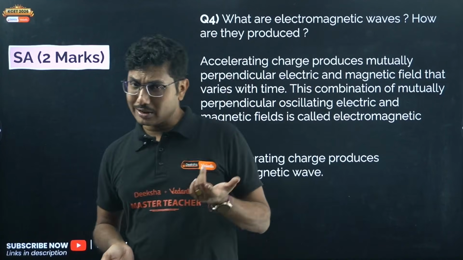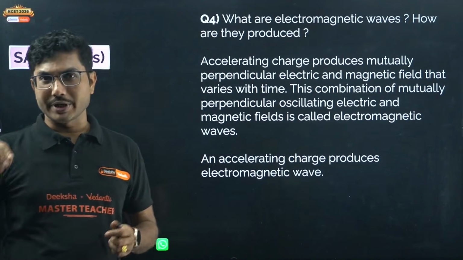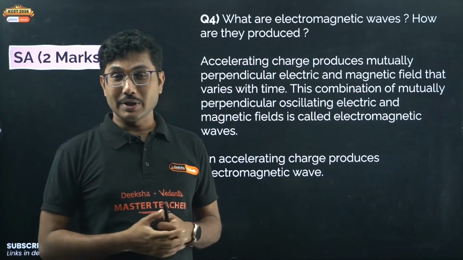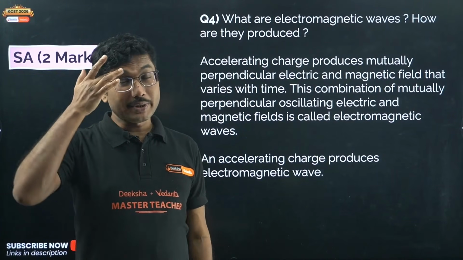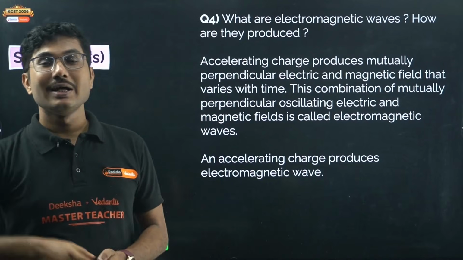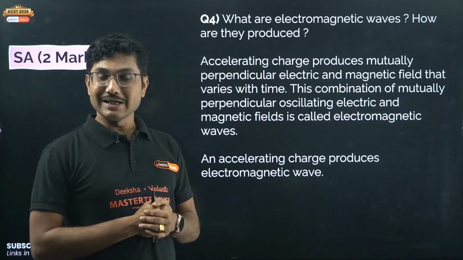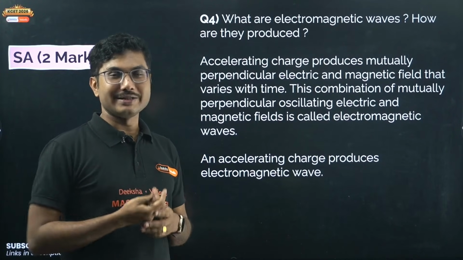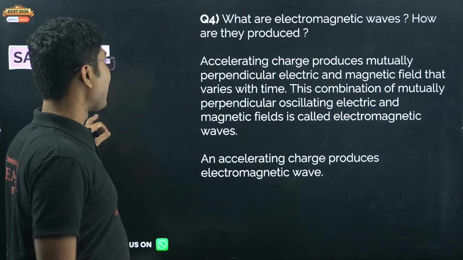So what are the possible processes? When an electron jumps from a higher energy level to a lower energy level, it produces light. We have learned this in the atomic model chapter. When an electron jumps from a higher energy level to the ground state, it emits an electromagnetic wave. That is basically an accelerating electron. When the accelerating electron jumps between two different energy levels, it produces an electromagnetic wave.